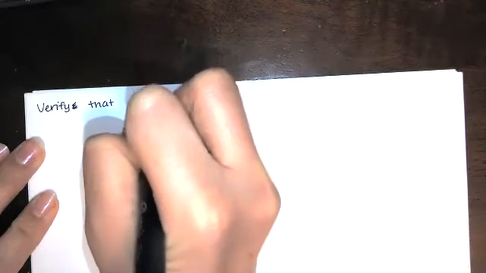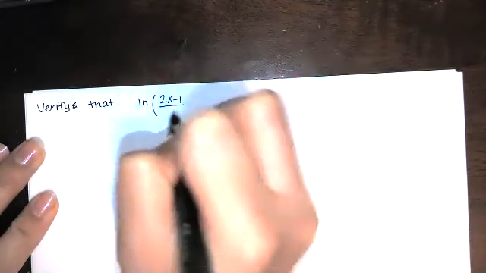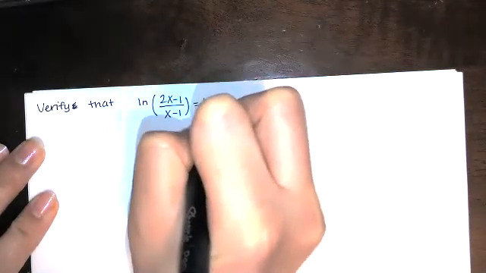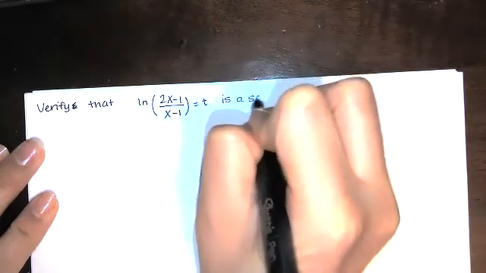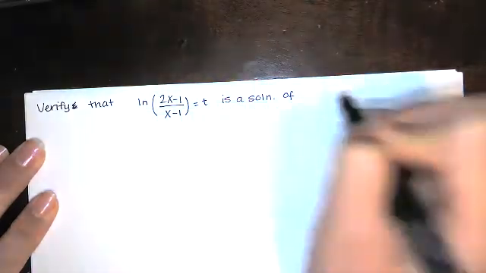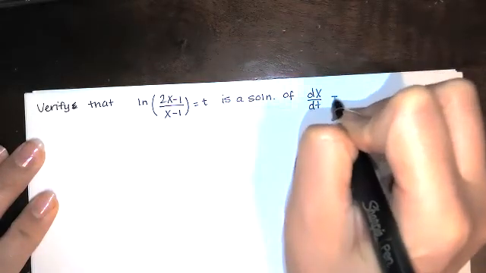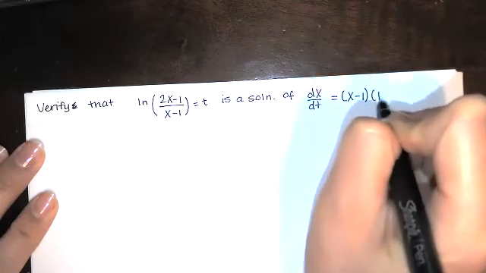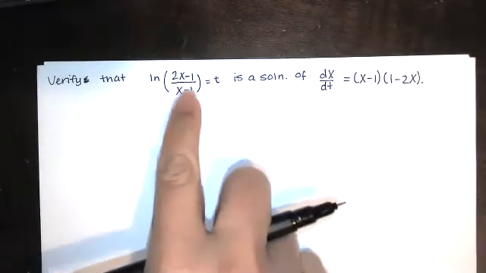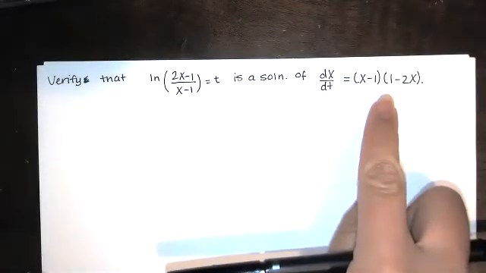So here is an example. They were asked to verify that natural log of (2x minus 1)/(x minus 1) equals t is a solution of the differential equation dx/dt equals (1 minus x) times (1 minus 2x). And I'm just trying to verify that this relation satisfies this.